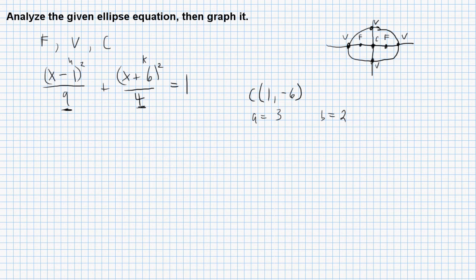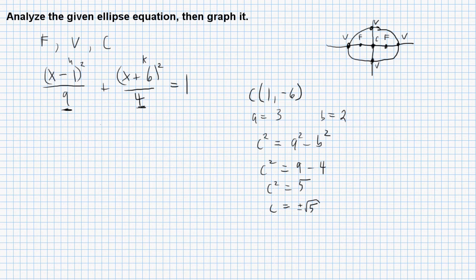Now we can use those two numbers, a squared and b squared, to find c squared using this handy dandy little formula. c squared is equal to a squared minus b squared. And so c squared is equal to 9 minus 4. So c squared is equal to 5. So c itself is plus or minus radical 5. We get 2 of those because we know that there are 2 focal points.